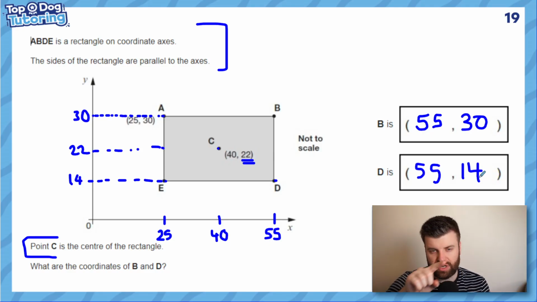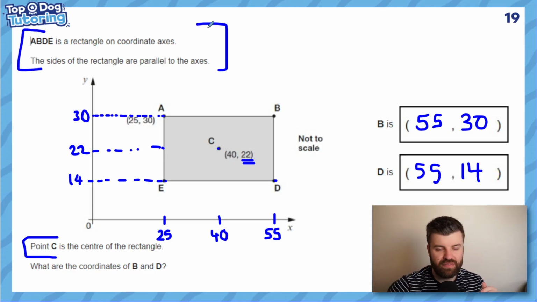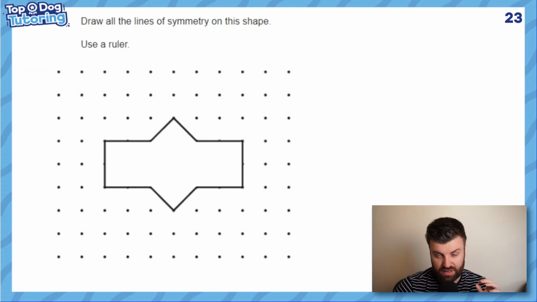At no point was I just reading off across and up. I had to work it out based on all of these clues. This is the ultimate version of a coordinates question when it comes to geometry. We've got shapes involved, coordinates comes under geometry. This is as hard as it gets. Fantastic if you're listening along and understanding.